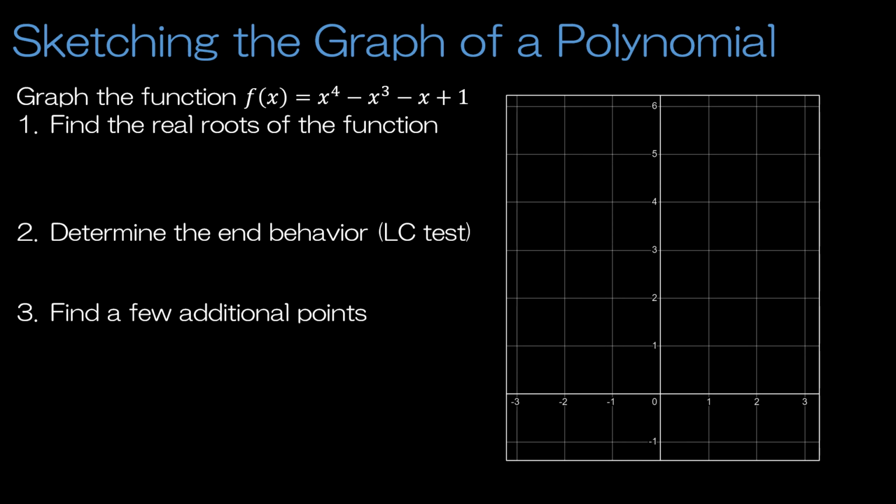First, find the real roots of the function. So again, we're just setting this equal to 0. Now, we have 4 terms, and the only way that you and I have talked about how to factor with 4 terms is grouping. So I'm looking at groups of 2. The first group has a common factor of x to the third. That leaves me with x minus 1.